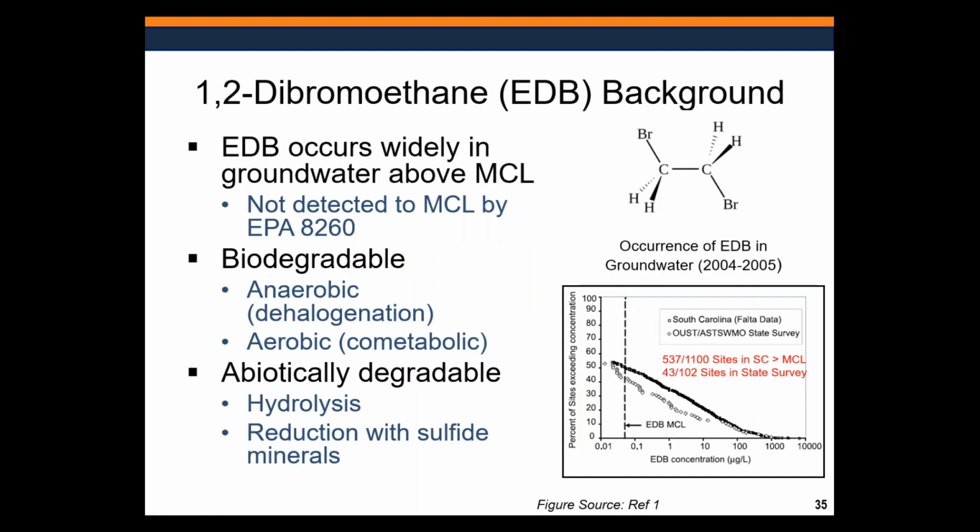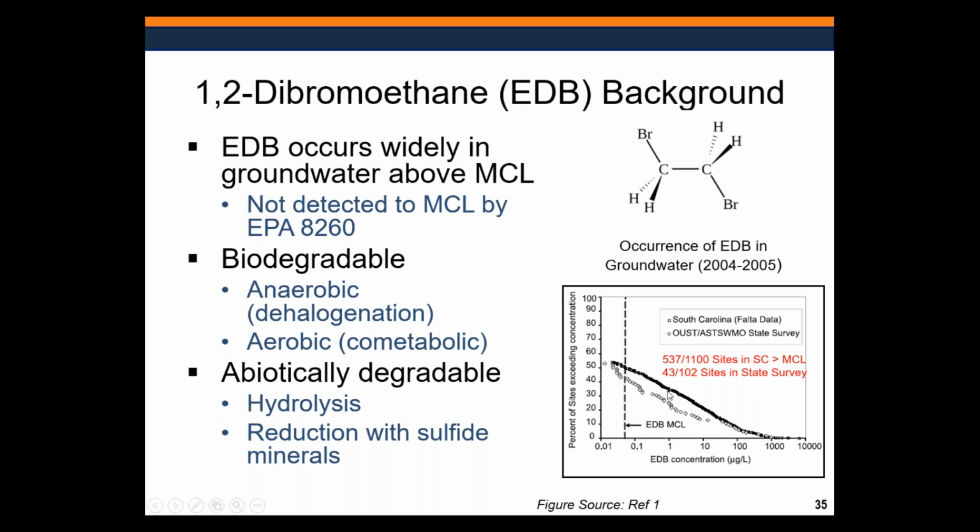So is that because it's not there? No, that's not because it's not there. It basically occurs widely in groundwater above the MCL, again, of 50 parts per trillion. Part of the problem is it's not detected down to those concentrations by EPA 8260. But if you look at some work that Ron Falta and EPA did a number of years ago, they went back to old underground storage tank sites, many of which were closed for contamination with petroleum hydrocarbons, and measured EDB. So here's the concentration in wells at those sites. Here's the MCL. Anything in this range is exceeding the MCL at the site, often by orders of magnitude.